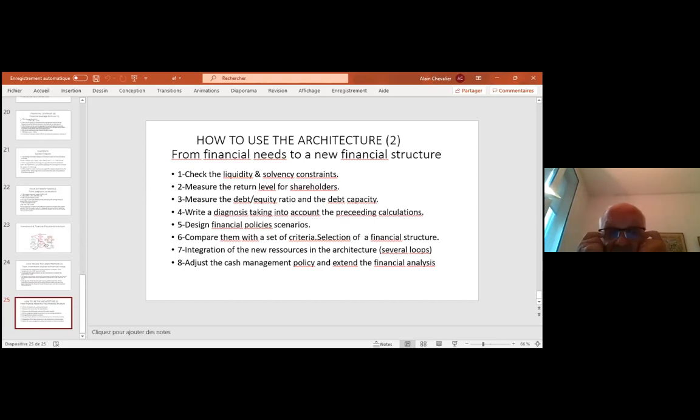Now this is completely new. Design financial policies scenarios, and then compare them with a set of criteria and choose, make a selection of a financial structure. That's really what you have to do.